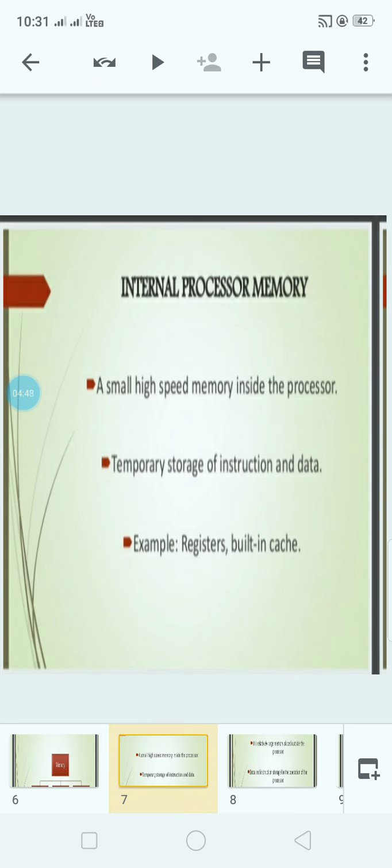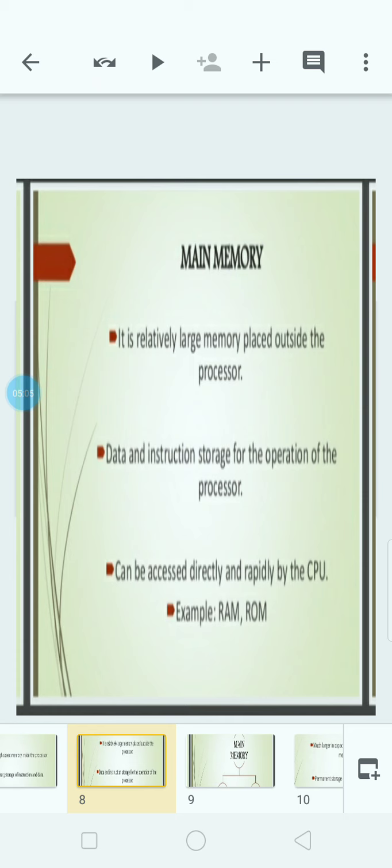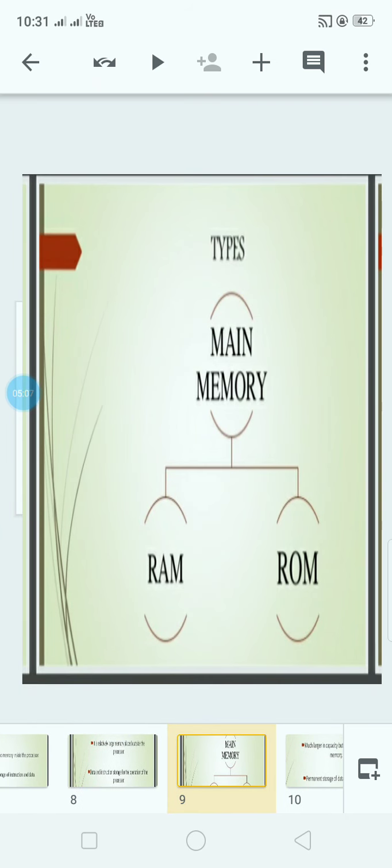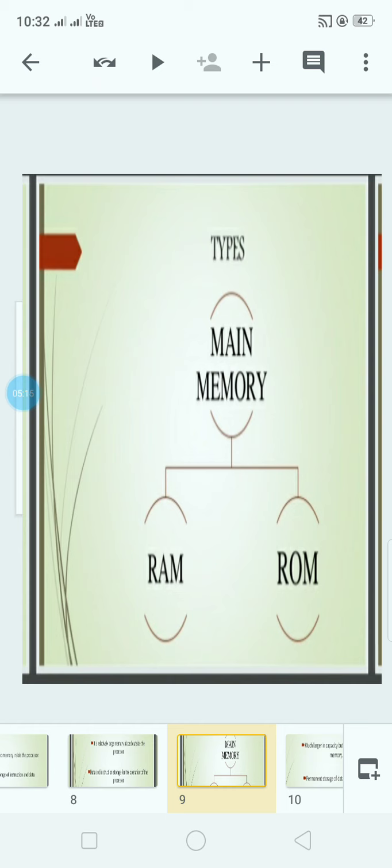Now, what do you mean by internal processor memory? A small, high-speed memory inside the processor, for temporary storage of instructions and data. For example, we can say registers. Now, main memory is of two types, RAM and ROM. So what do you mean by ROM?